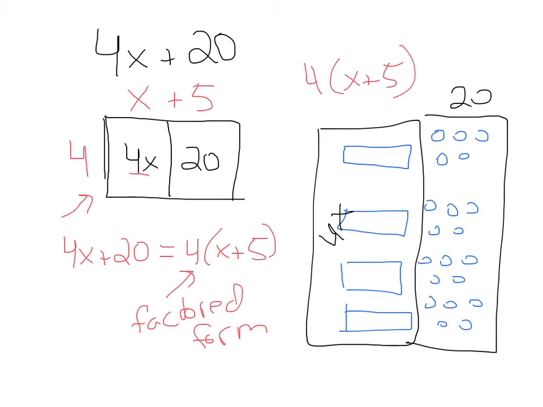So 4 groups of x plus 5 is equal to 4x plus 20 if I were to expand it out. So that can be how I can relate the factored form to other versions of the same equation. They're equal, they are just written in different ways.